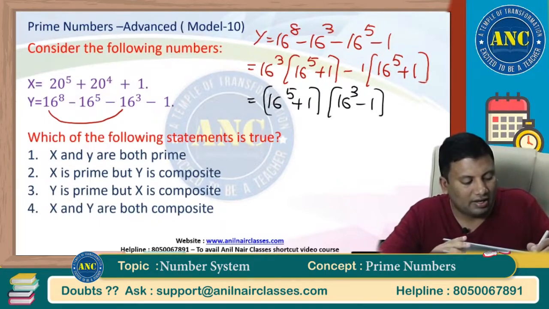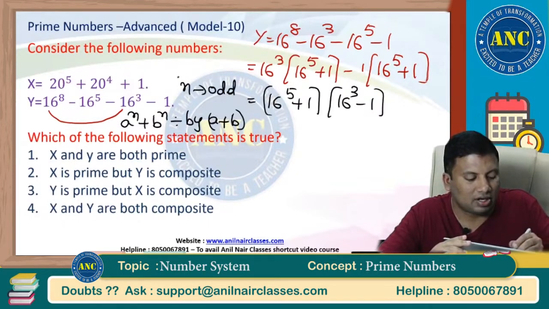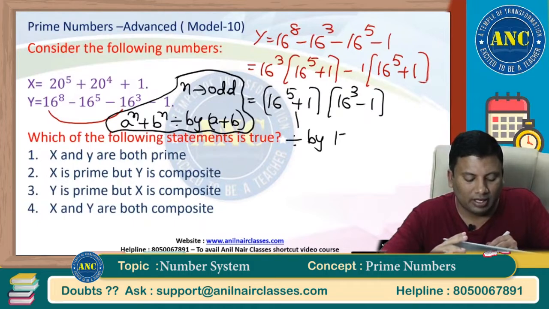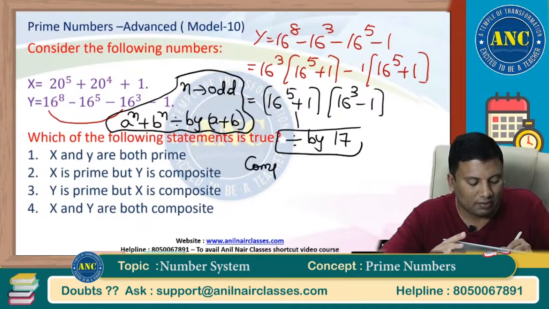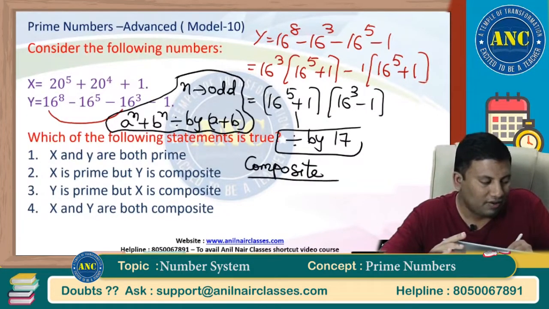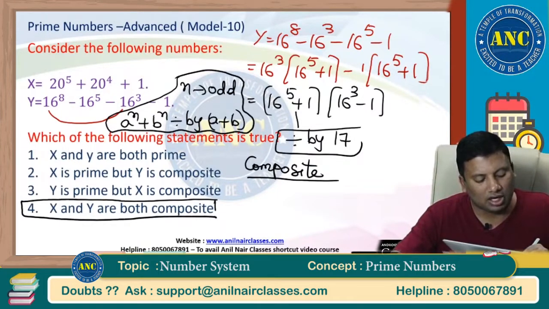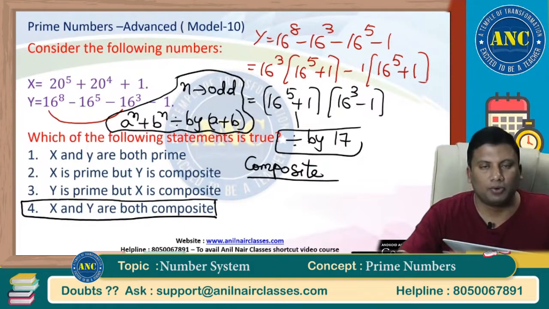That means, as already discussed, a power n plus b power n is always divisible by a plus b if n is an odd number. So this is always divisible by 17. Any number divisible by 17 becomes a composite number. Very good problem. Answer is composite. So x and y both are composite. I hope the idea is clear.